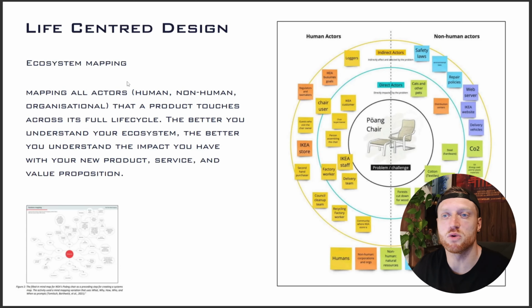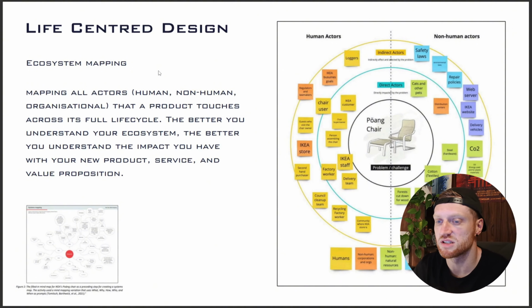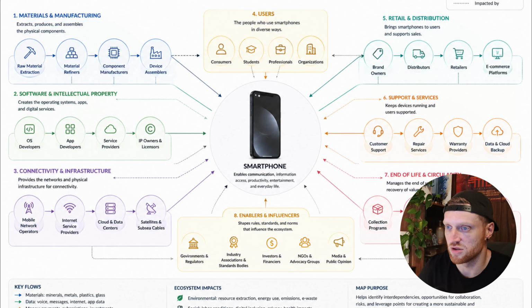Then we have the ecosystems map, which basically is trying to map all actors, which are human, but also non-human and organizational, that the product touches across its entire life cycle. And the better the ecosystem is understood, the better the impact that the new product potentially has is understood, and that can now be altered or designed in such a way that it adds to nature. I was looking into an example.